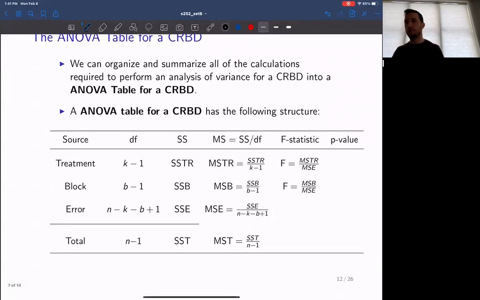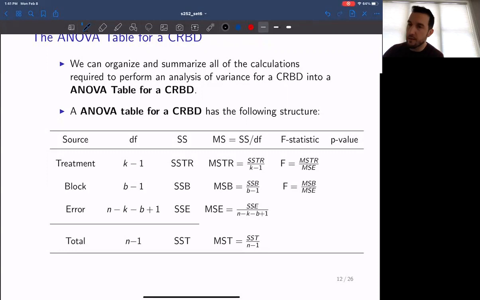So the ANOVA table for our CRBD is very similar to the ANOVA table that we had for one-way ANOVA, except that we now have a row corresponding to the block effect. But everything works in the exact same way it did before. The degrees of freedom for treatment, block, and error add to total. The sum of squares for treatment, block, and error add to total. The mean squares are just the sum of squares divided by their respective degrees of freedom. And then you'll see that the F statistics are just the mean square for the treatment or block divided by MSE. So in all cases, we divide by MSE.